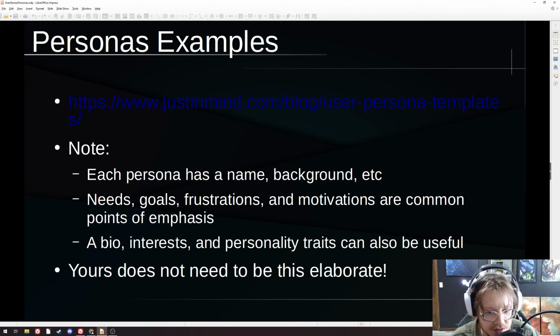So a bio, interests, personality traits, those can be useful. You don't need to be that elaborate.